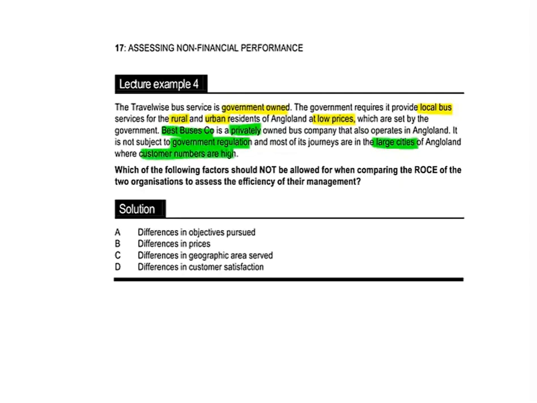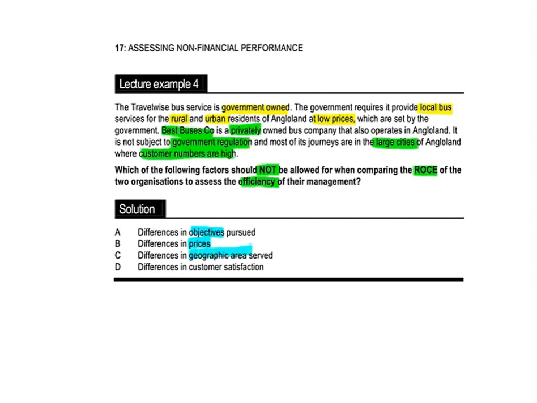So we've got two very different organisations, both offering bus services. What we need to think about is which of the following factors should not be allowed for when comparing the return on capital employed of the two organisations when we're trying to assess the efficiency of their management. If we're thinking about efficiency, they both clearly have very different objectives, and I think it would be important to recognise those different objectives and those different prices being charged to customers, because the Travelwise bus service has its prices set by the government, whereas Best Buses can set their own prices. So that's not really down to the management.